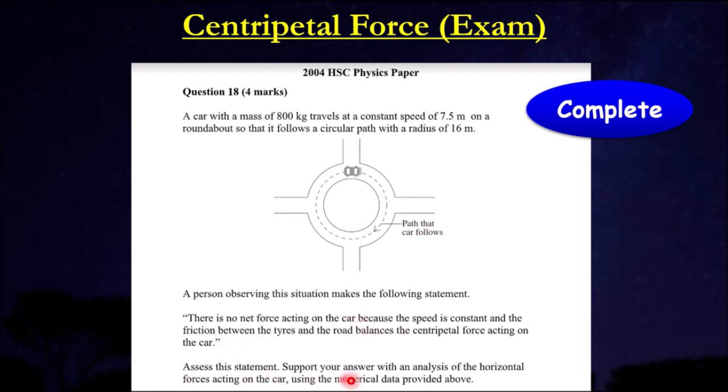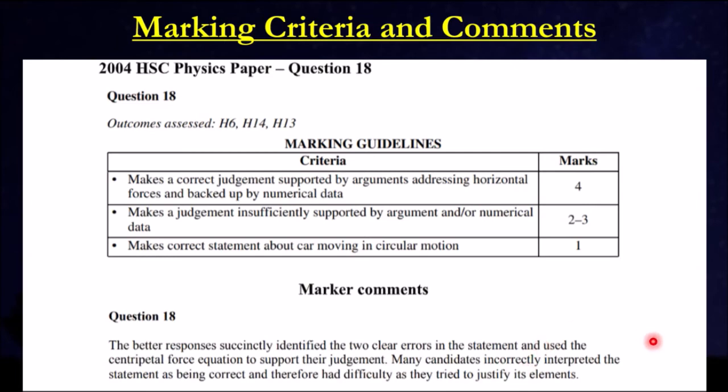Assess this statement, so make a judgment. Do you agree, disagree? Support your answer with analysis of forces acting on the car. You could draw a vector diagram, you could explain it in words using numerical data, and you need to perform a calculation at the end to demonstrate. Marking criteria is on this slide here if you want to have a look. To get full marks, you need to make the correct judgment supported by arguments addressing the horizontal force backed up by numerical data. A comment the markers made is that better responses succinctly identified the two clear errors. So it gives you a hint where the judgment needs to go.